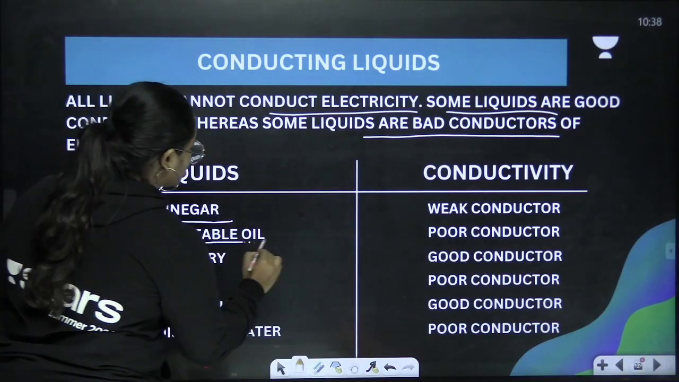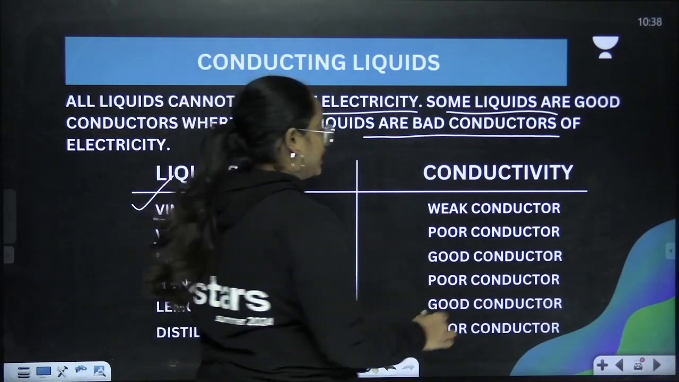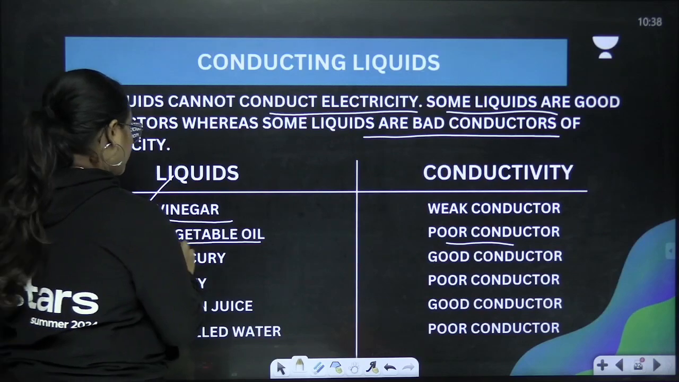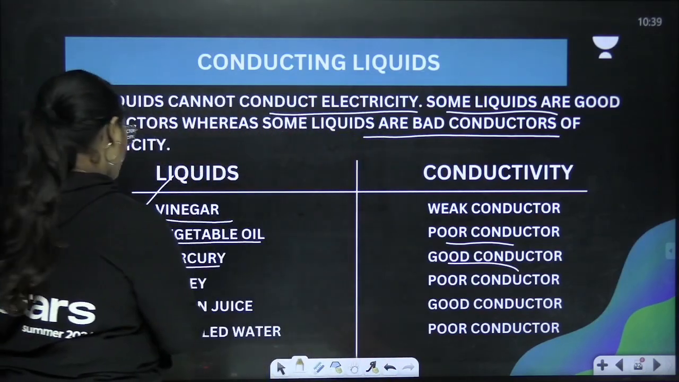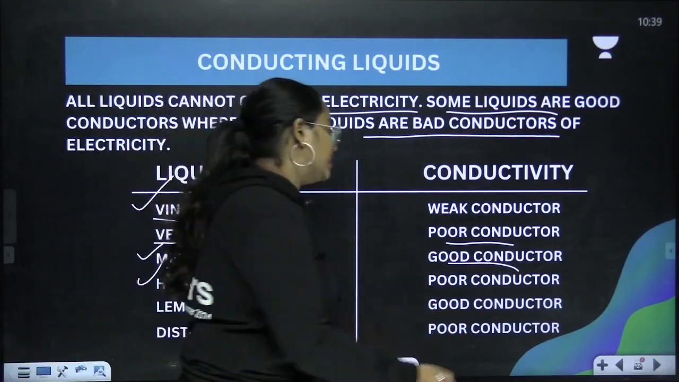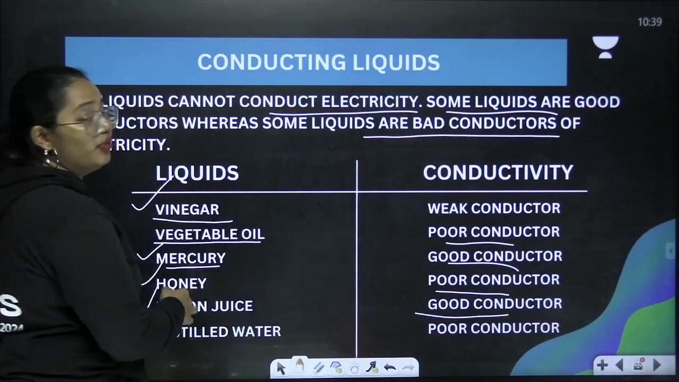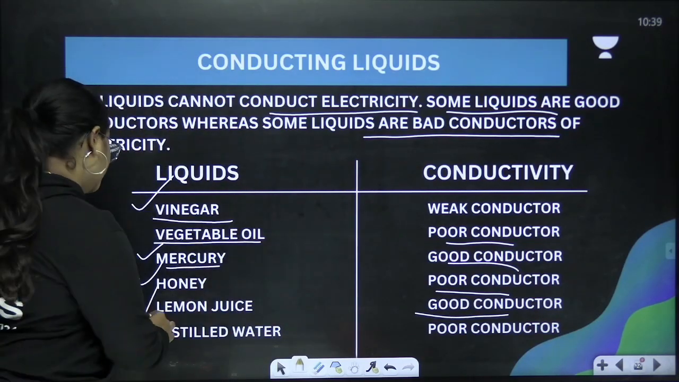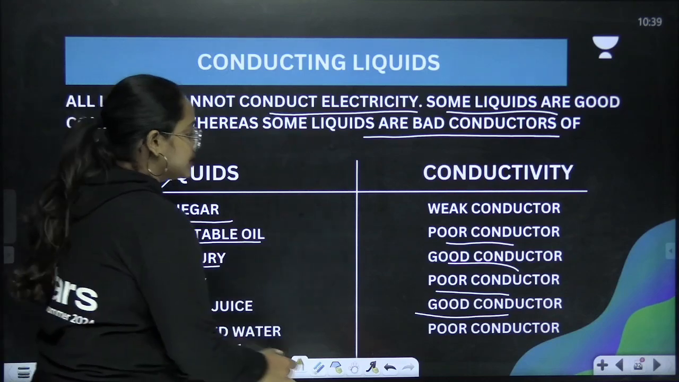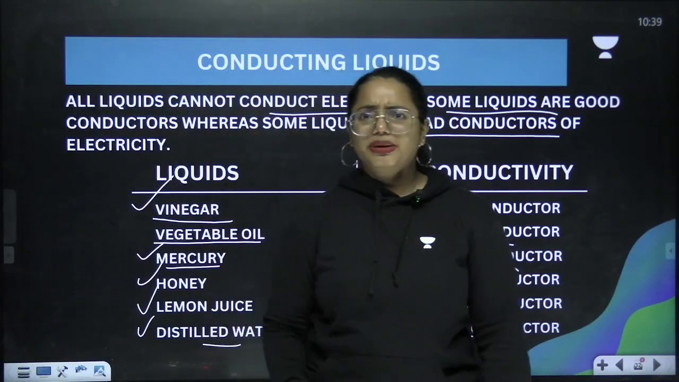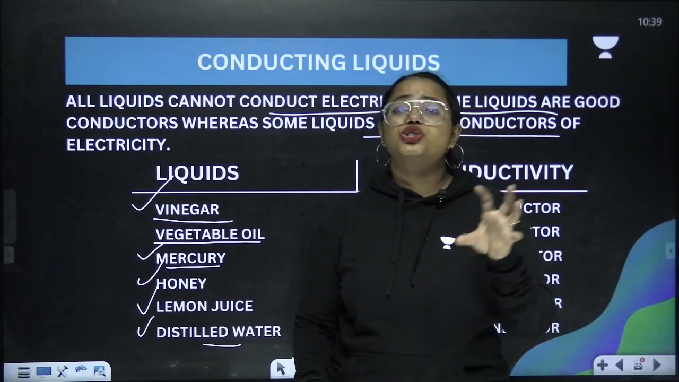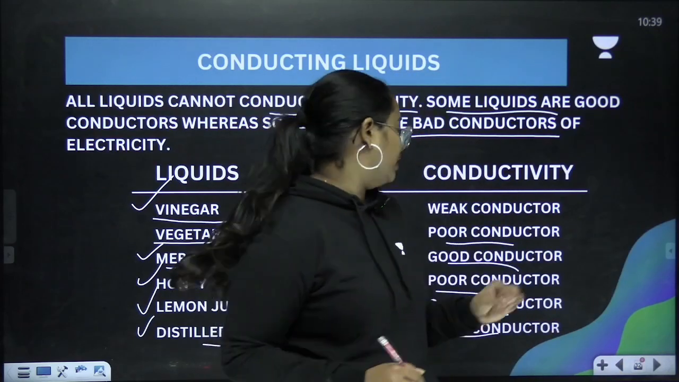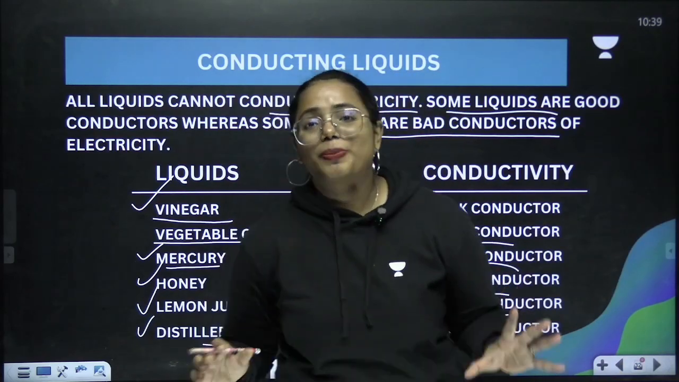And what about vegetable oil? It can be a poor conductor. Clear? And what about mercury? Mercury is a good conductor. And what about honey? Honey also can be considered a poor conductor. And what about lemon juice? Lemon juice can be a good conductor. And distilled water is considered a poor conductor. Why? Because distilled water has no salts or minerals in it, and that is the reason it acts like a poor conductor here. So I hope you are clear with the points.